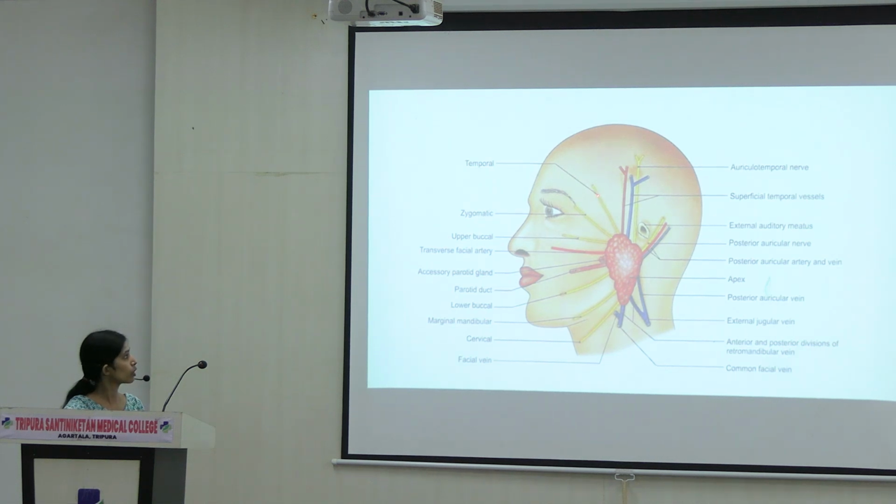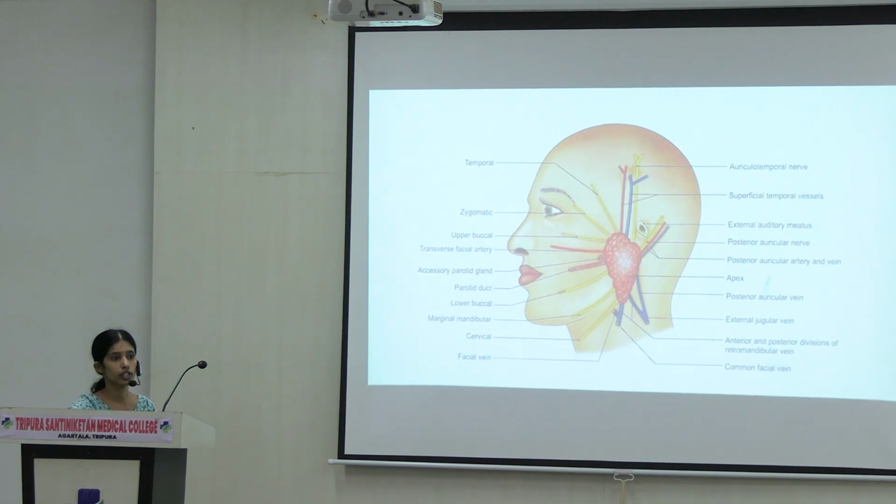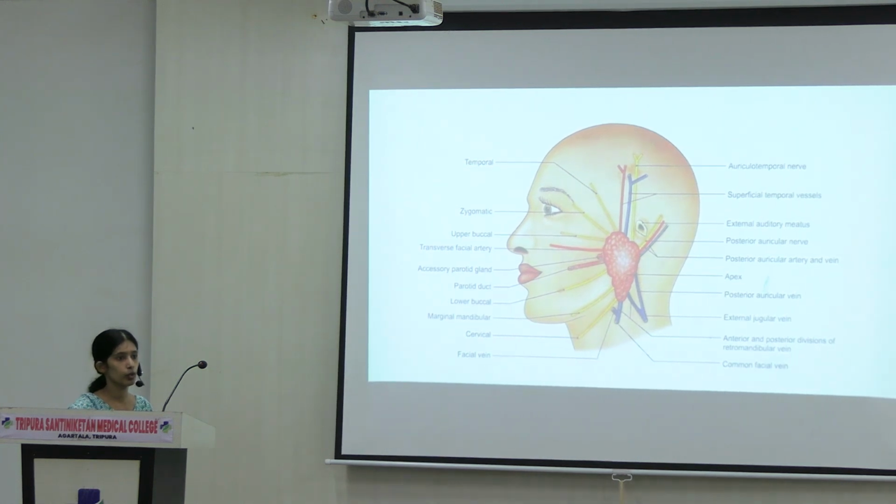This is the temporal branch, zygomatic branch, upper buccal branch, lower buccal branch, marginal mandibular branch, and the cervical branch. These are the structures you have to remember during the relations of the parotid gland. Any doubts in this?